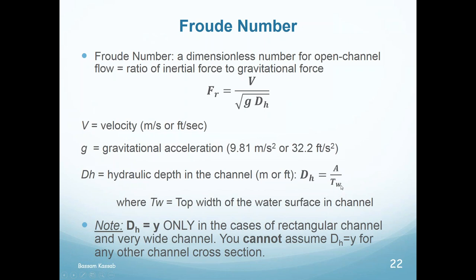Top width, a few slides ago, was mentioned there as a term. You can look at the rectangular channel, where the top width is the same as the bottom width. But for a trapezoidal channel, the top width is larger than the bottom width. And it's even more interesting to find it for circular pipes. So that's the definition of the Froude number. We're going to need it in a second.